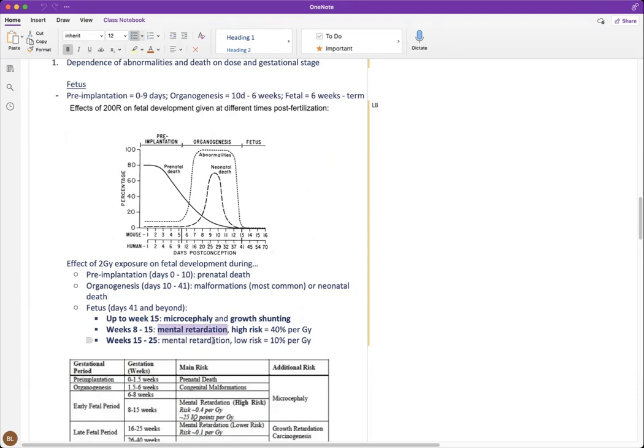In addition, up to week 15, microcephaly and growth stunting. If they're past week 15, the risk of microcephaly and growth stunting is a lot less. You still have a risk of mental retardation, but it's lower. During this higher risk phase, the risk of mental retardation is estimated to be 40% per gray. In the later phases of pregnancy, although there's still a risk, it's lower, 10% per gray.